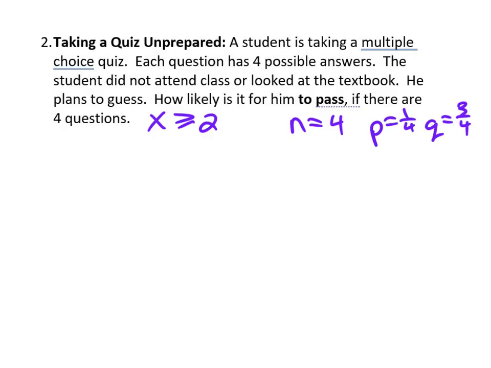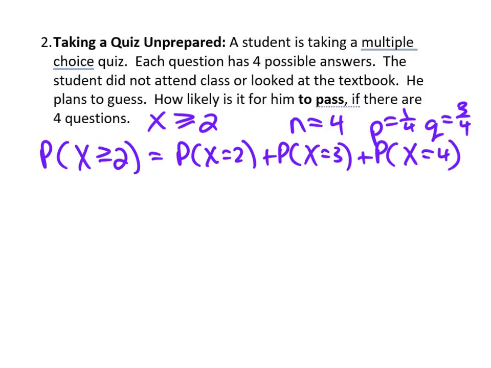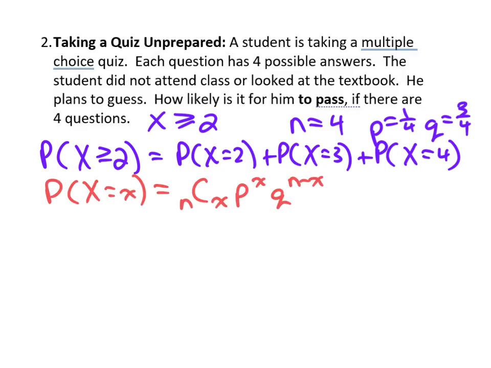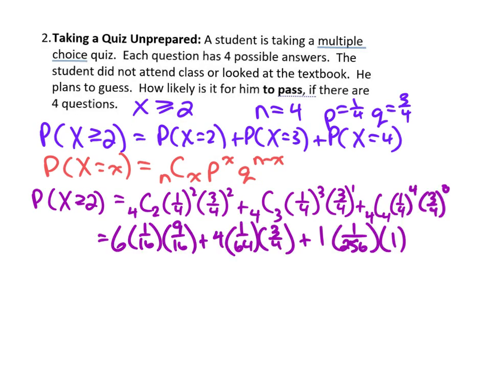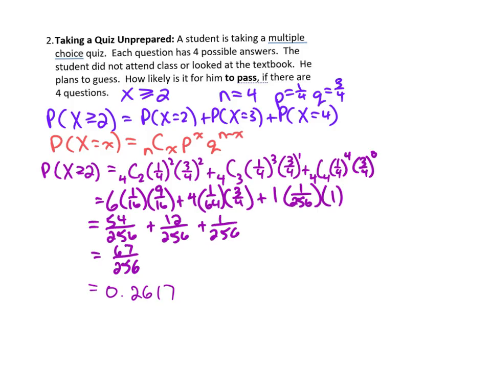So we're looking for the probability that x is greater than or equal to 2. So the probability of x equals 2 plus the probability of x equals 3 plus the probability of x equals 4. So using the binomial equation, we have all the information that we need. So we will put together our probability equation. So when we do all the math, he therefore has a 26.17% chance of passing by guessing.